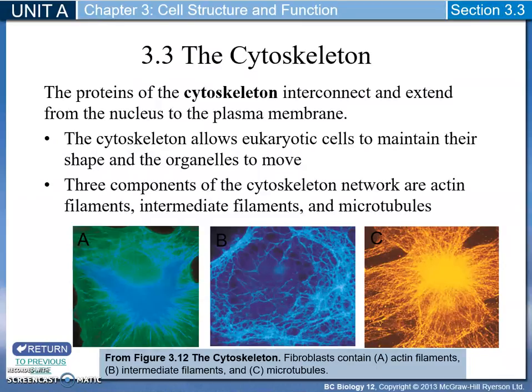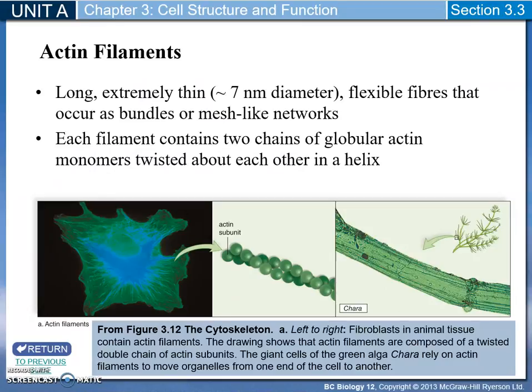There are three components of the cytoskeleton network, and they are actin filaments, the intermediate filaments, and the microtubules. And here you have what look like electron micrographs of those, although it's a little difficult to pick them out and actually see what shape they are. So we'll look at them in more detail here.